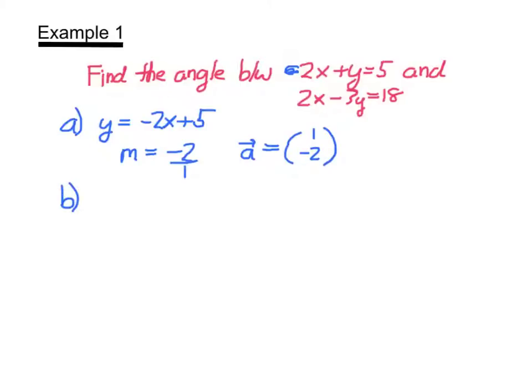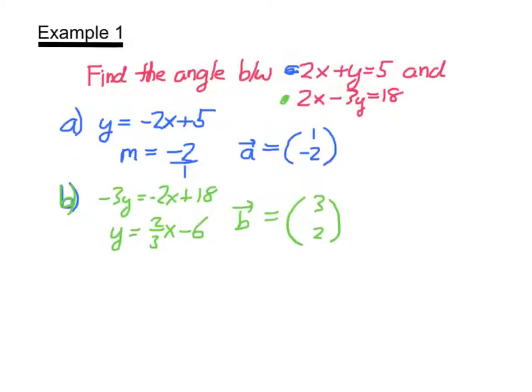Okay, and for line B, we'll do a little bit of an adjustment here. Let's use green, and we'll bring 2x again over, so we have -3y equals -2x plus 18. Then I need to divide by -3, so I have y equals 2/3 x minus 6. And the direction vector, therefore, is 3 over 2, because my slope is 2 over 3.